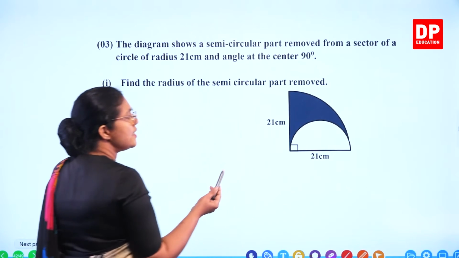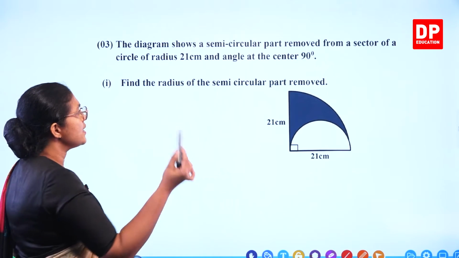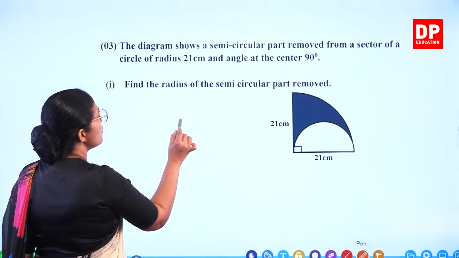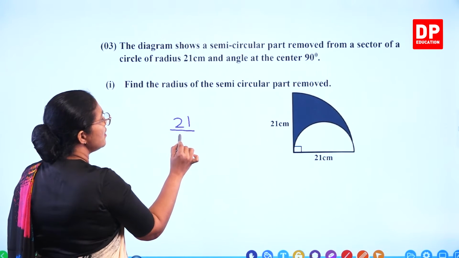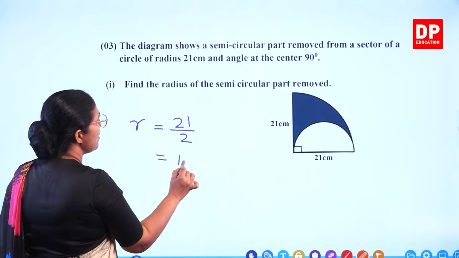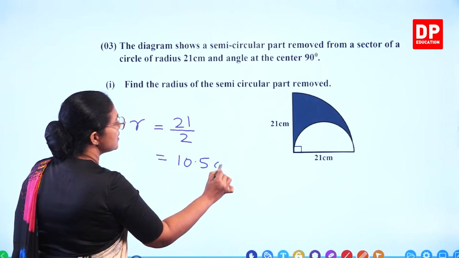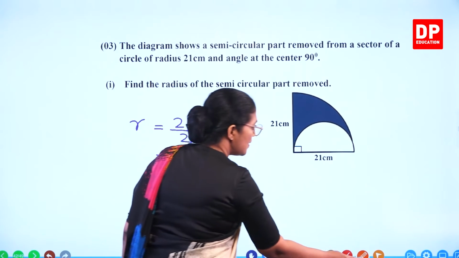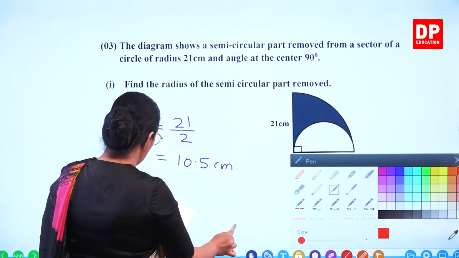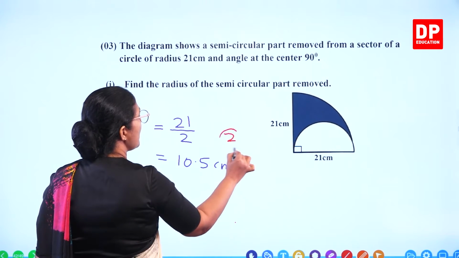This is the diameter. 21 is the diameter. So what is the radius? Radius is 21 divided by 2. So you get 10.5 centimeters is the radius. So you get how many marks for this part? You get 2 marks for that.